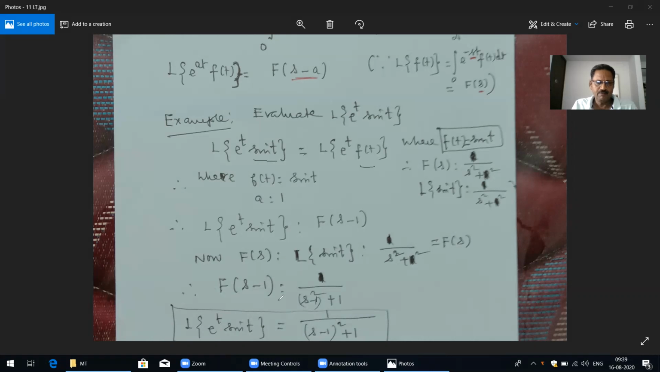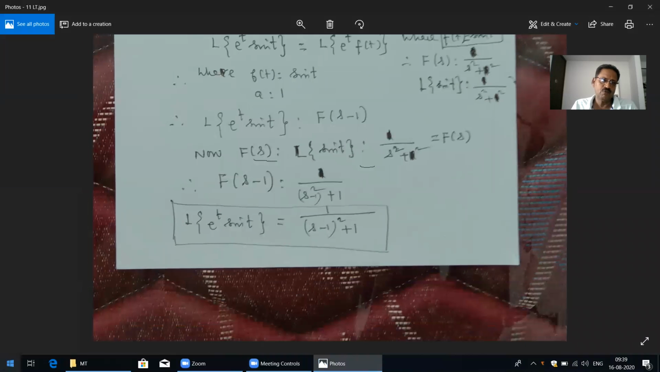Since F of s equals 1 over s square plus 1, F of s minus 1 means that you replace this s by s minus 1. We are getting the solution: 1 over (s minus 1) the whole square plus 1. You understand? This one is a very simple thing, but it is also very useful to you.